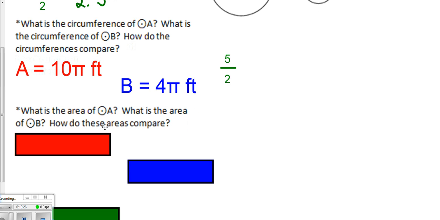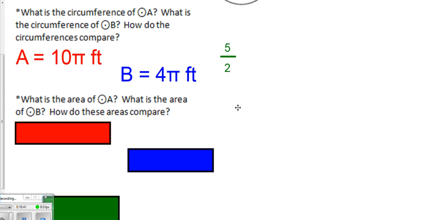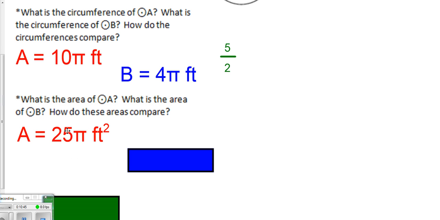Now, what is the area of circle A? What is the area of circle B? And how do the areas compare? Remember, area is pi times r squared. So we'll leave it in terms of pi again. One of our radius measures is 5, one of them is 2. So the area of circle A is going to be 25 pi feet squared.